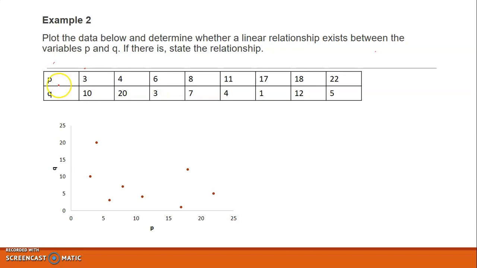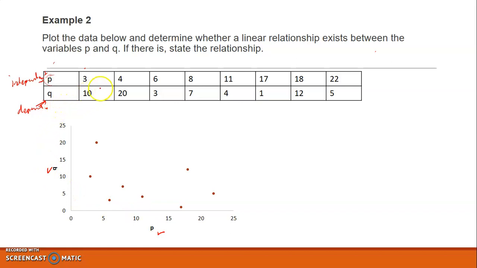Okay, and remember that P is the independent variable, while Q is the dependent variable. So P must be located at the horizontal axis, while Q is in the vertical axis. Okay, so this is your scatter diagram.